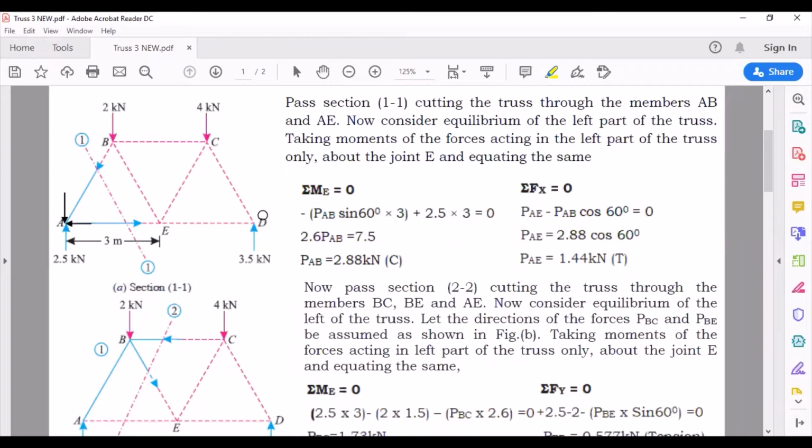Now let me apply the moment. Whenever you are applying the moment, you should keep one thing in mind: if you are considering the left of the section, you'll be taking the moment center as a point which is on the other side of the truss. So since I'm considering the left section, I will take moment about any point which is lying on the right side. So feasibility for me is point E. So I'm taking the moment center as this point, that is point E.